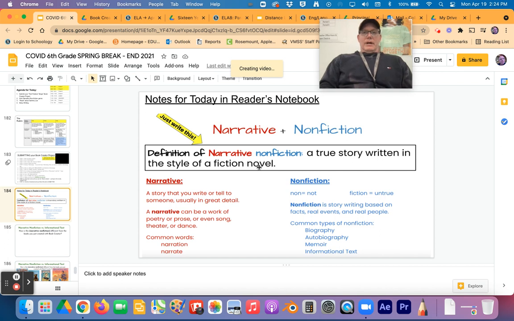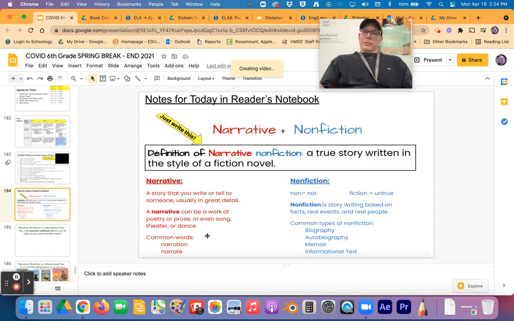All right, so narrative nonfiction is a true story written in the style of a fiction novel. So someone's creating a story. That's important. But the story happens to be true. Okay, so we've got narratives, right? You don't have to write any of this down, just this: a true story written in the style of a fiction novel. A narrative is a story that you write or tell, usually in great detail. So narratives give details. The intense moments are details. And it can be poetry, like prose, which is what we usually read, song, theater or dance, whatever. A narrative is a story.